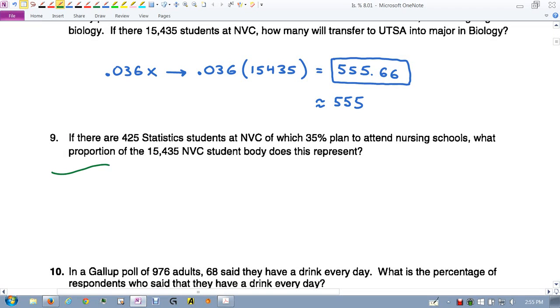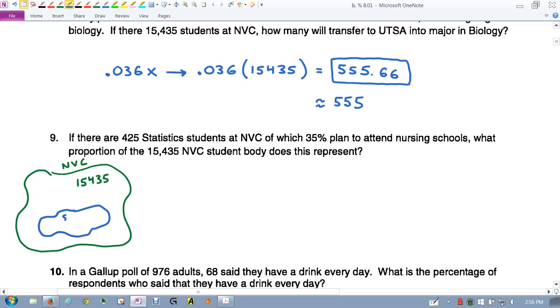Let's see. We have this circle to be everyone. That's all of NBC. How many are in there? 15,435, right? Within that 15,435, there are 425 statistics students at NBC. So in that group, there is a group of stat students. It's 425. Got it?